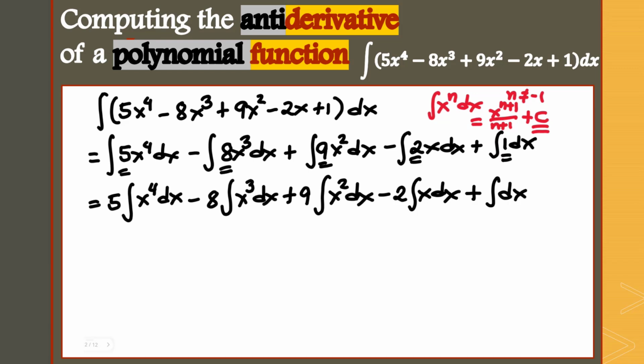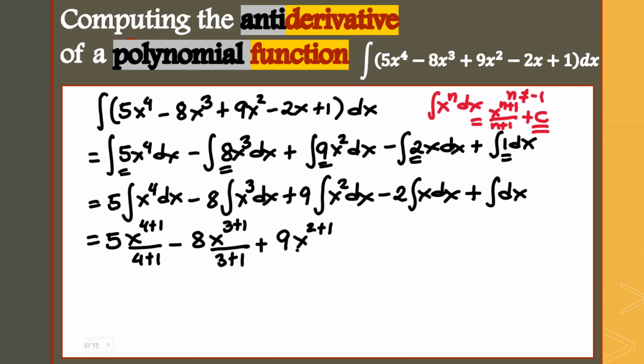So what we have here is this. Starting with the first term, you have 5, and you will have x to the power of 4 plus 1 over 4 plus 1. Again, let's leave c later on. And again, this is true because all of our exponents are positive. It's not -1. Minus 8, you have your x to the power of 3 plus 1 over 3 plus 1. Then plus 9 x to the power of 2 plus 1 over 2 plus 1. If you can actually get this already, you don't need to do this step by step, but allow me to do that here to emphasize some relationships. Then we have here plus.